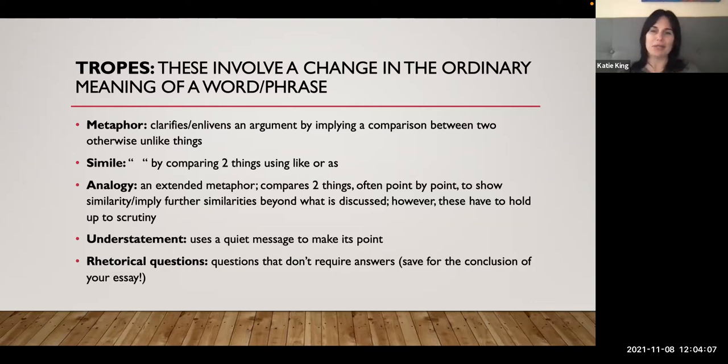And again, rhetorical questions. They're questions that don't require answers. And if they don't require answers, don't ask them in the body of an essay, right? Save them for that hooky conclusion of your essay where you're leaving readers on that last thought-provoking idea, right?